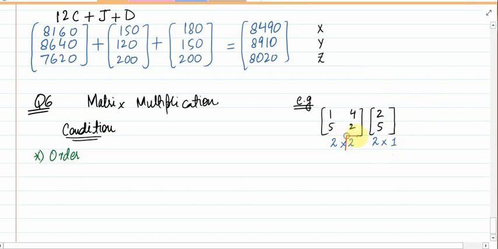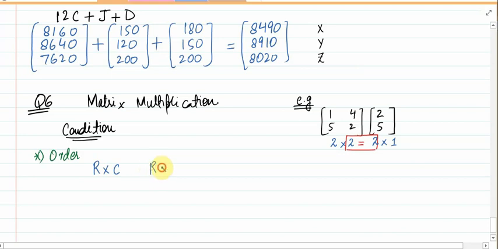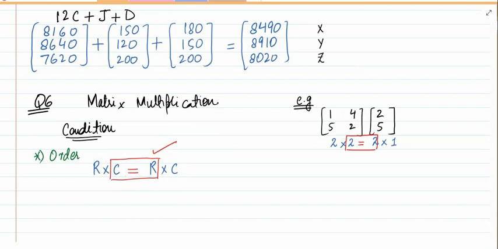the column of the first matrix and the row of the second matrix must be equal. I am writing right here, row into column for the first one, row into column for the second one, and the column of the first matrix and the row of the second matrix must be equal. That is the condition. If this condition is satisfied, then you can continue. Otherwise you just write that it is not possible, right? So the first matrix column and second matrix row define the condition.